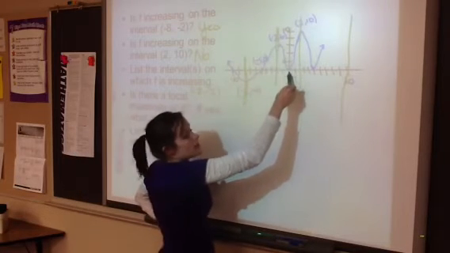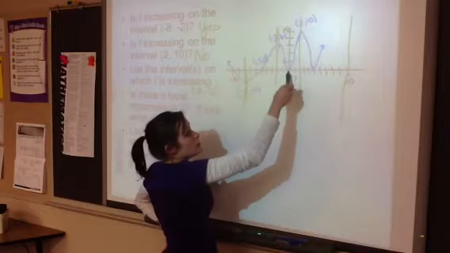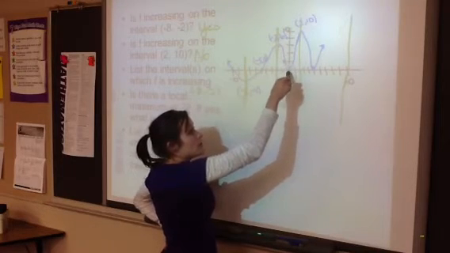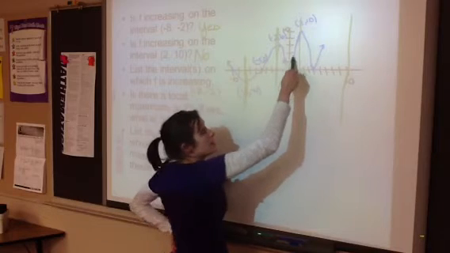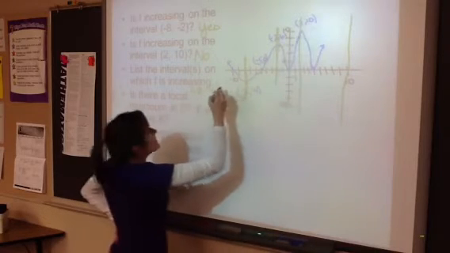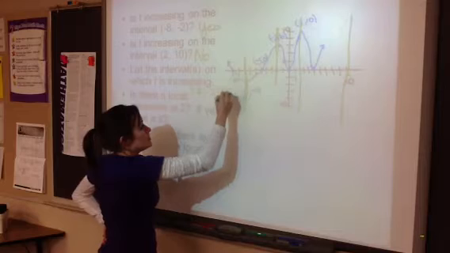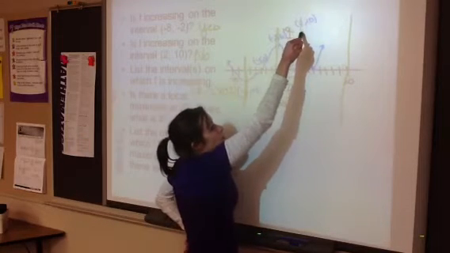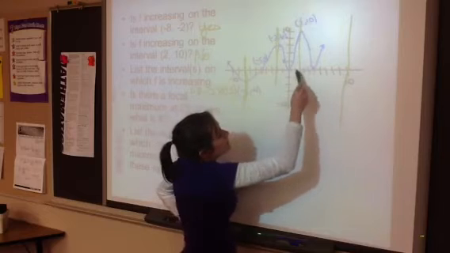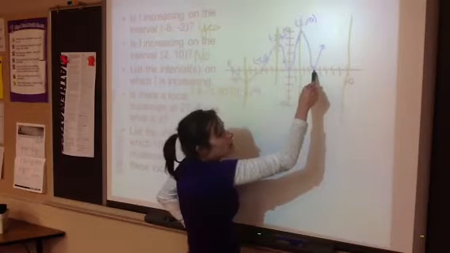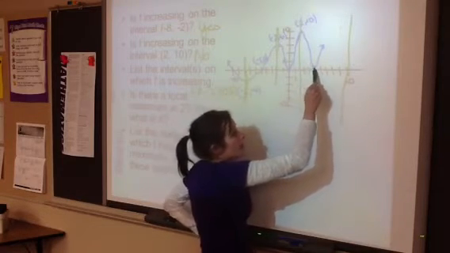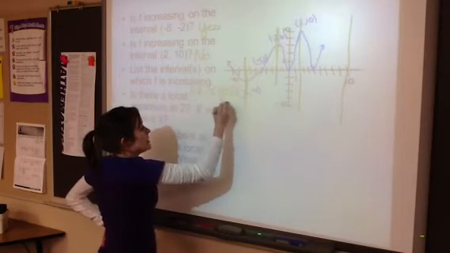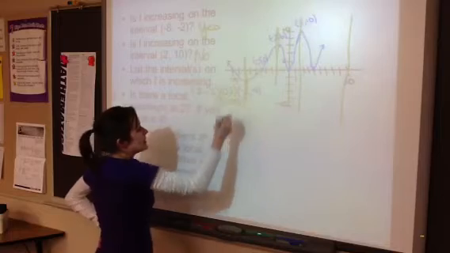Then we go to our next valley. So -2 to 0 is not increasing, that's decreasing. Then we go from 0 to our next peak of 2, and that is increasing. So 0 to 2. These are intervals, not ordered pairs. From 2 to 5, we are decreasing. So from 5 on, notice there's an arrow, so that means 5 to infinity. We are increasing.